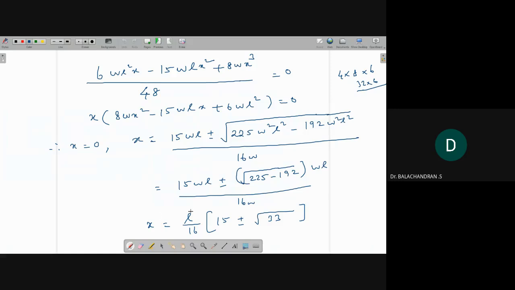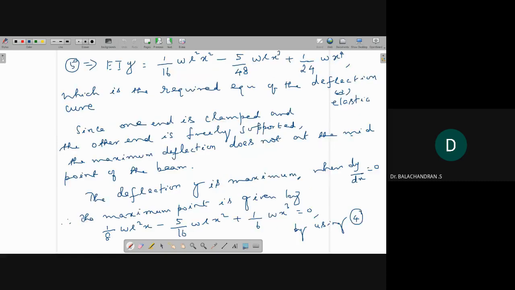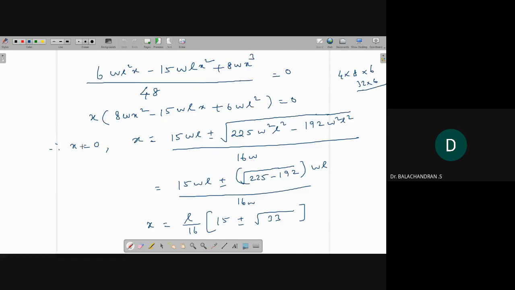Look at this one carefully. You can easily neglect x equal to 0. The reason is that end is clamped, so the maximum deflection will not occur there. So I eliminated x equal to 0. Only two options remain. Out of two options, plus will not come, minus will come. Why will plus not come?